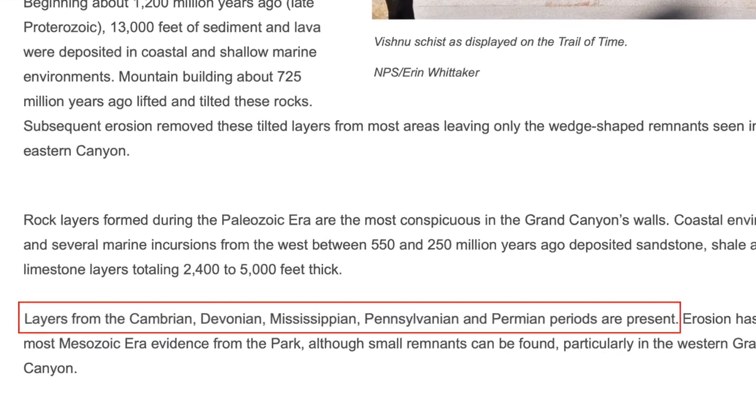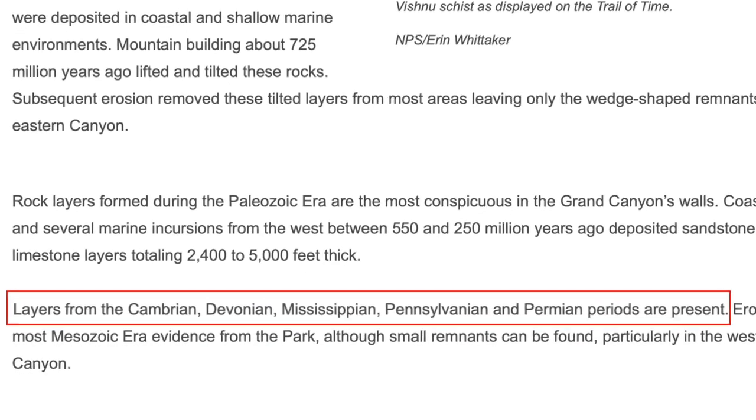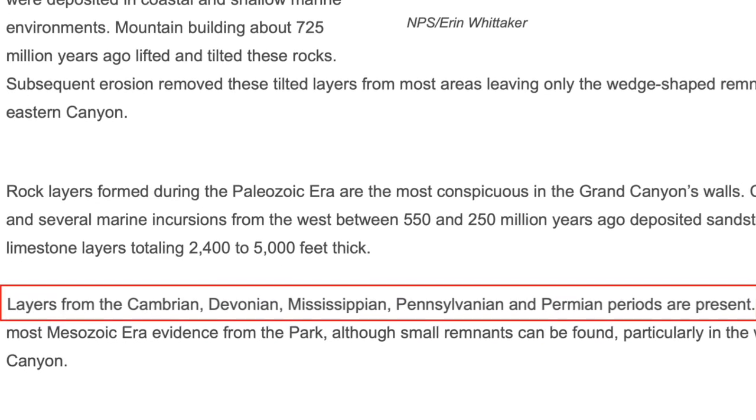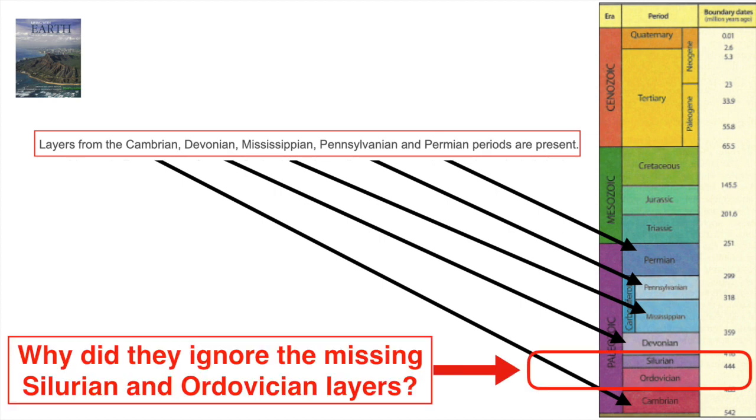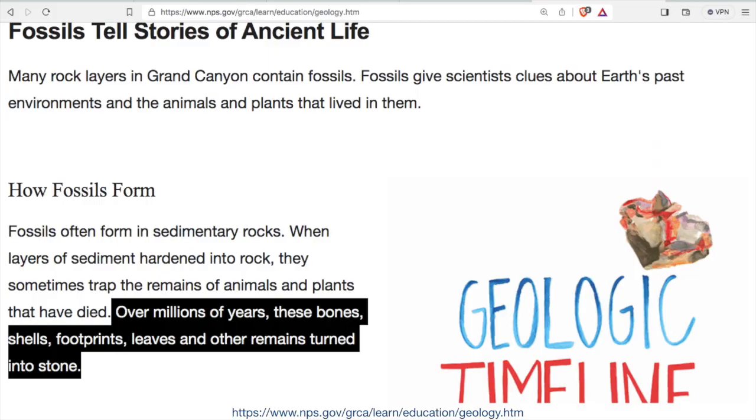It says layers from the Cambrian, Devonian, Mississippian, Pennsylvanian, and Permian periods are present. That's pretty straightforward, but it's very deceptive because they're missing two. Why do they ignore the missing Silurian and Ordovician? They're missing those two, so that's a very deceptive statement, and thankfully they took it down. This is an education thing for the children.